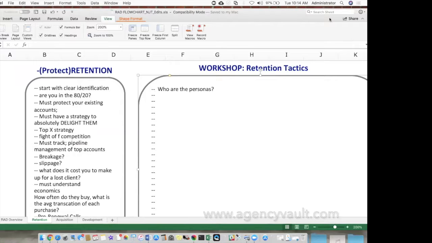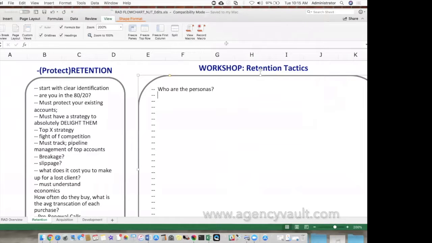I'm going to get these things down, and then we're going to go back and get some examples from all of you. We need to have a specific strategy for our top 10%, our top 20%, whatever it is, a follow-up strategy that's of even greater value. This is the #1 way to fight off competition, right? We must track and measure top accounts.